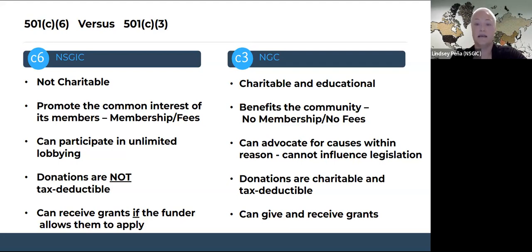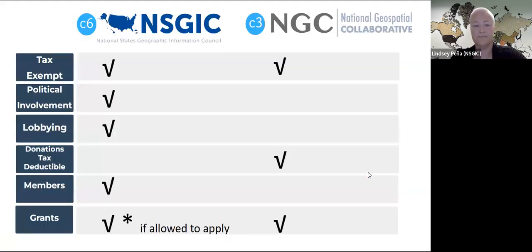As well as for a C3, donations are tax deductible and charitable. And so what that means is if someone came to NGC with $1 million, NGC would say, yes, thank you very much. We will take that $1 million. And we will also provide you with that tax deductible receipt. And then with NGC, grants can be given and they can be received by the organization.